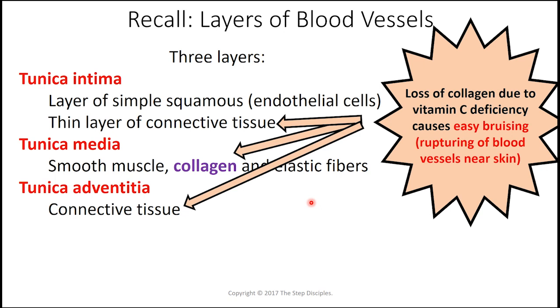So loss of collagen due to vitamin C deficiency will cause the easy bruising. So what bruising is, is the rupturing of blood vessels near the skin. What gives blood vessels their rigidity is going to be the connective tissue, particularly the collagen in the connective tissue, as well as the elastin, which is what's going to give a tissue its rigidity as well as its elasticity, right? And so if you're missing one of those components, you're going to be in big trouble, and what you're missing in vitamin C deficiency is just that, collagen.